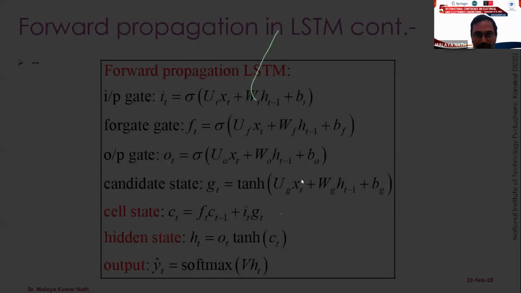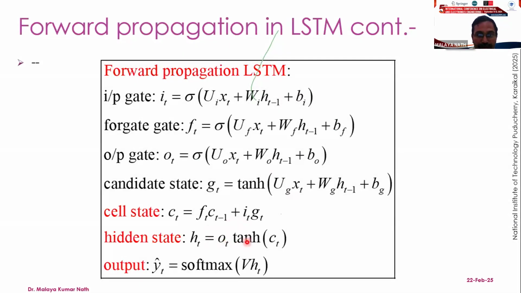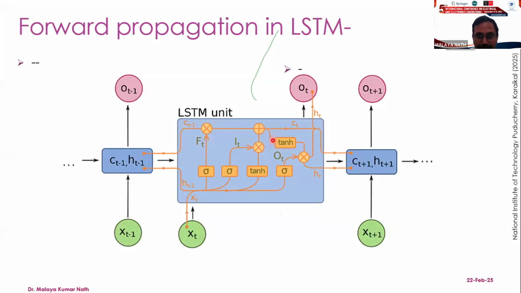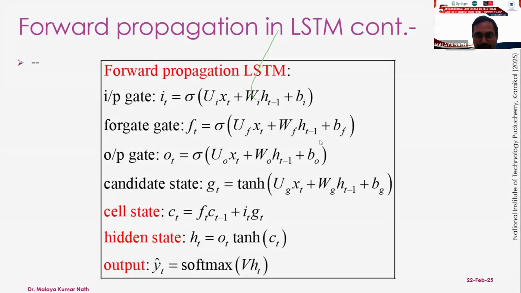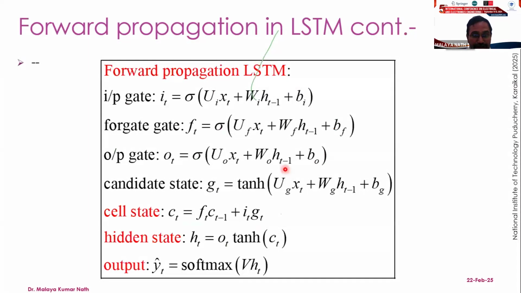Now what will be the hidden state information? The hidden state information is represented by OT times tanh CT. What is OT? OT is nothing but the output gate expression, which gets multiplied with tanh CT. Now just look at this diagram. In this case, this is OT, and this is the current state, CT. So tanh CT gets multiplied with OT, and this comes to this output. This output is nothing but the HT, or the hidden state information.